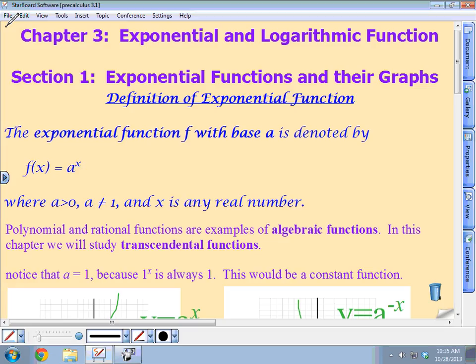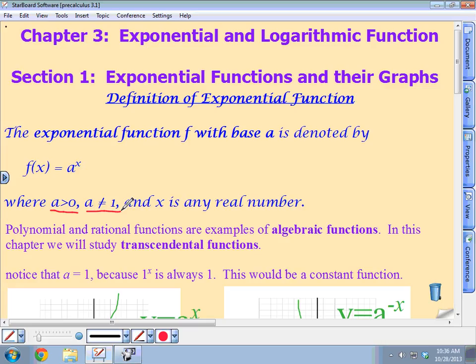Okay? And the reason for that is what? Well, if a was 1, it would be 1. No matter what you raised 1 to, it's always 1. You multiply 1 times anything, and it's going to stay 1. So your limitations are that a has to be positive, and it can't be 1. But then x can be any real number. Okay?